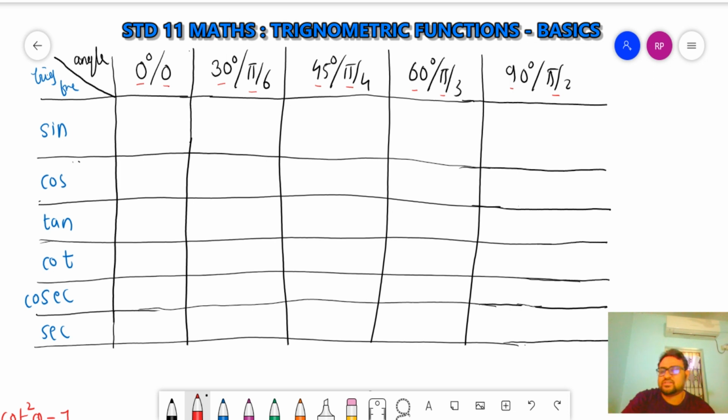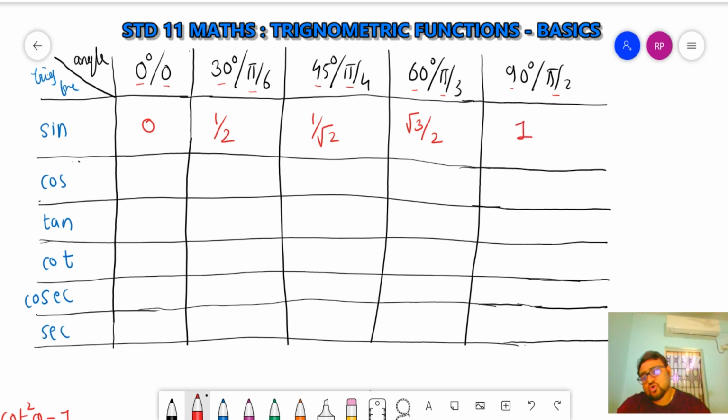Okay, you might have already studied this table in standard 10. But now you also need to remember it in radian. So the value of sine 0 is 0, sine 30 degree is 1 by 2, sine 45 is 1 by root 2, sine 60 is root 3 by 2, and sine 90 is 1.